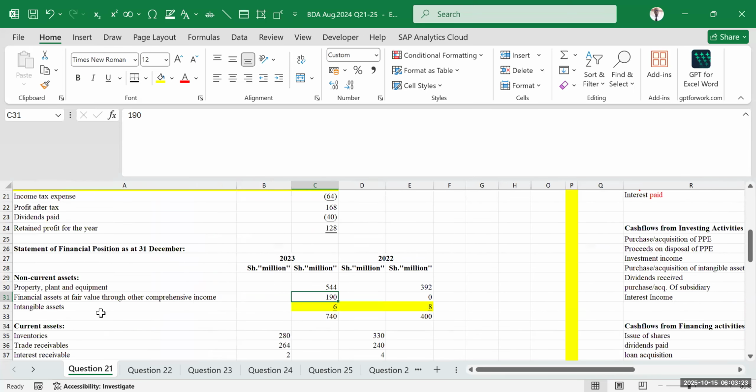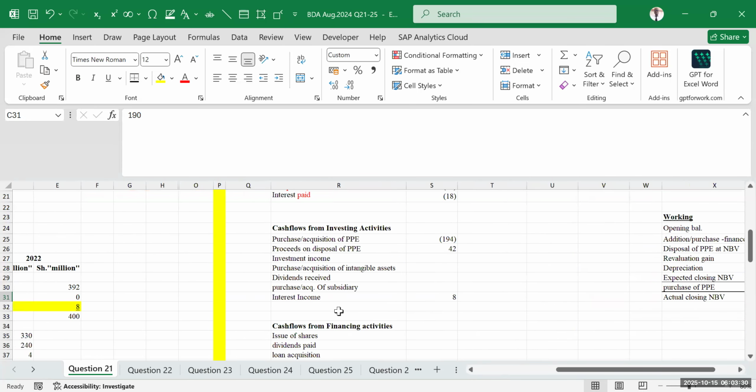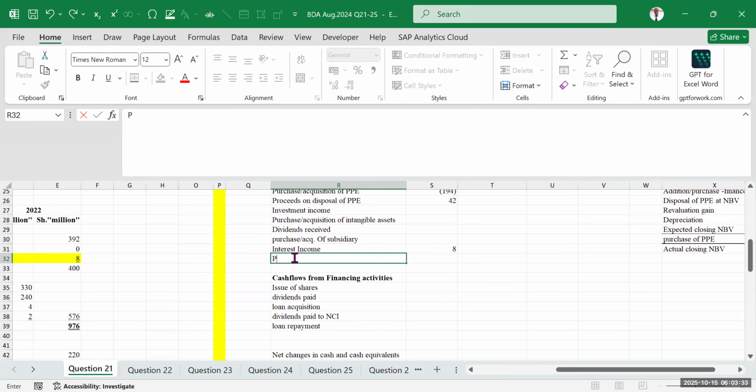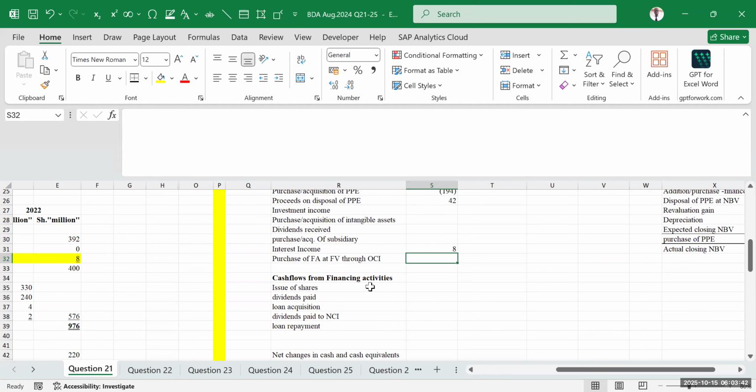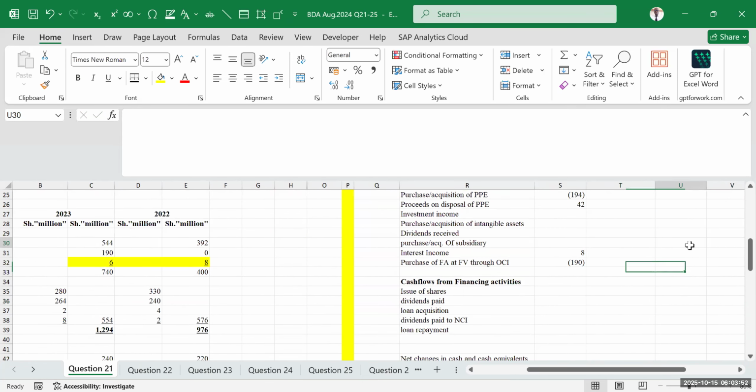It is at fair value what? Let me see. Fair value through OCI. Purchase of financial assets at fair value through OCI. Let me just type it here. Purchase of financial assets at fair value through OCI, like that. And being a purchase, it means they spent money. How much did they spend? 190 million. So it's coming in as a negative.